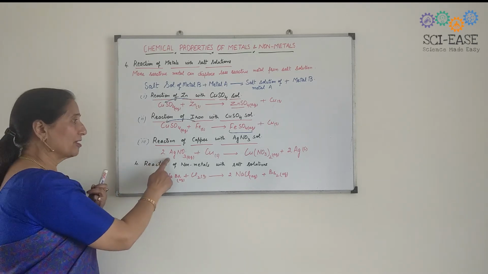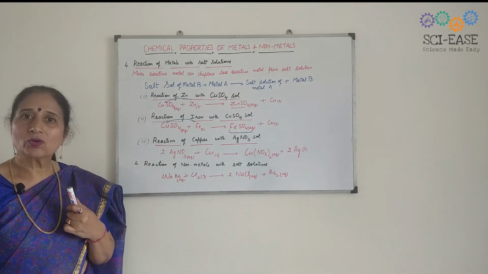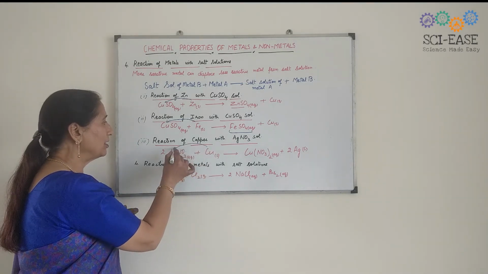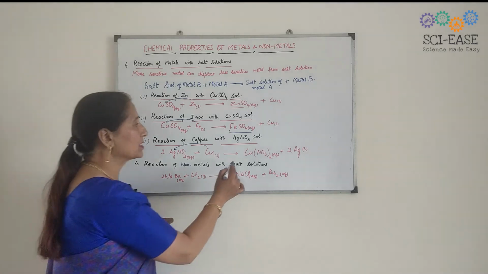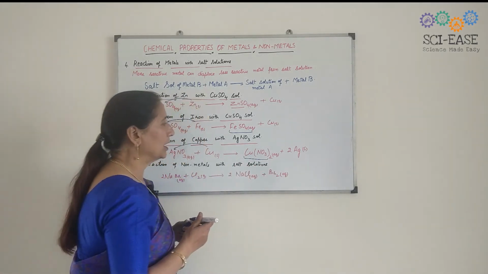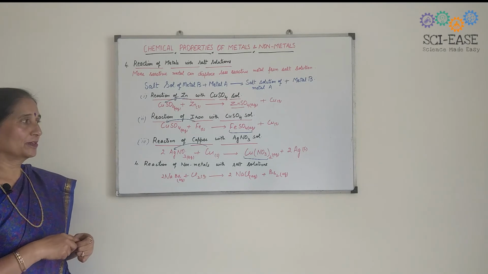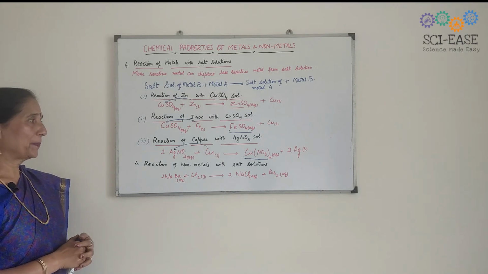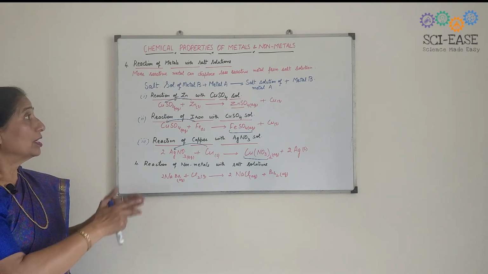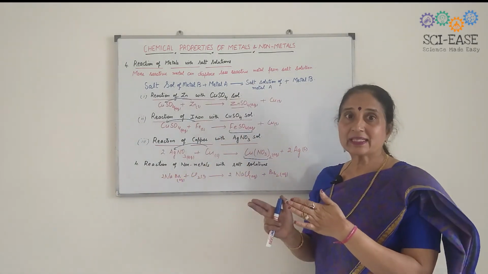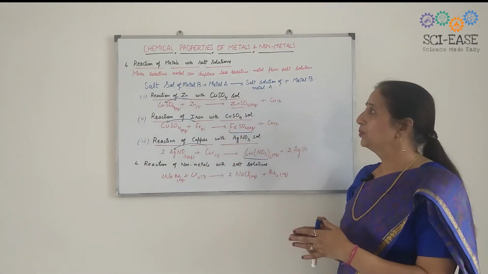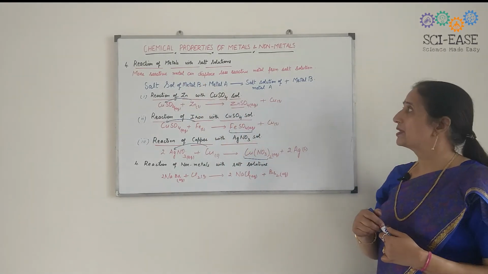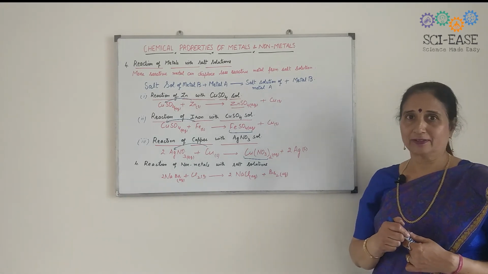We know that silver is less reactive than copper. So copper here will displace silver from silver nitrate and this will result in the formation of blue colored copper nitrate solution plus Ag that will be formed. So from all these examples, it is clear that only the more reactive metal can displace the less reactive metal from the salt solution.